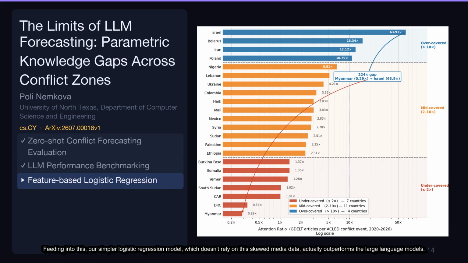Feeding into this, our simpler logistic regression model, which doesn't rely on this skewed media data, actually outperforms the large language models. This suggests the problem isn't the forecasting task itself, but the biased knowledge the LLMs have.